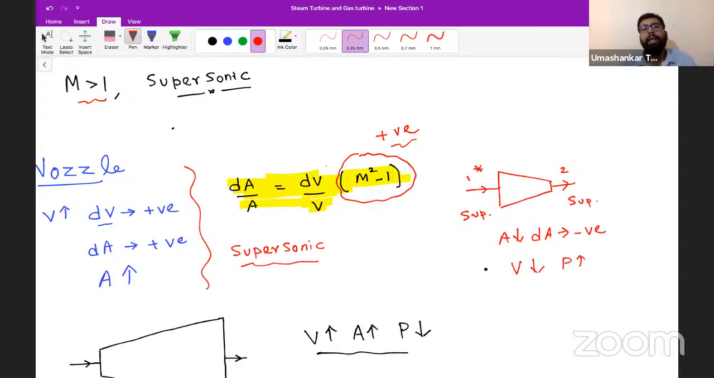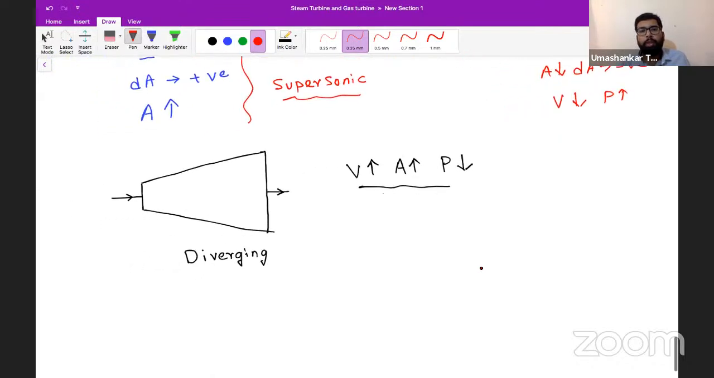Pressure will be increasing. So if by any chance supersonic flow comes to happen in our converging section, the velocity will no more increase. On the other hand, it will decrease.